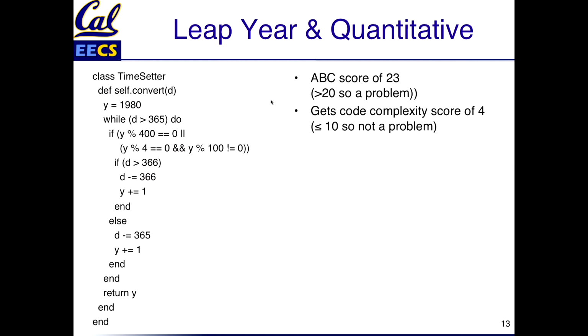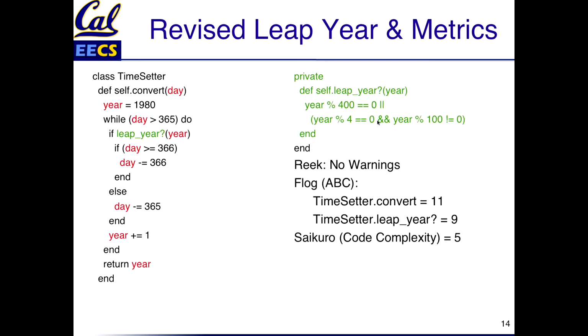So let's take a look at that program, which actually is trying to do some leap year calculation. And so the ABC complexity, the assignments, branches, and conditions, does get a score of 23, which is above the National Institute of Standards threshold, so that suggests it's a problem. The cyclomatic complexity score is under 10. It's not very complicated, it's a couple of conditions, if statements there, so it's not a lot of parallel paths, and the number indicates it's not a problem. How could we fix that up?